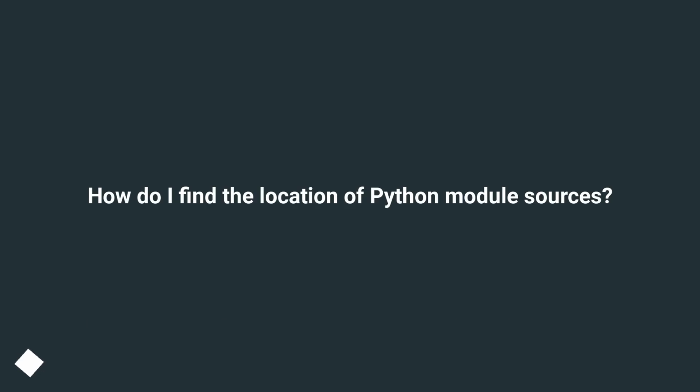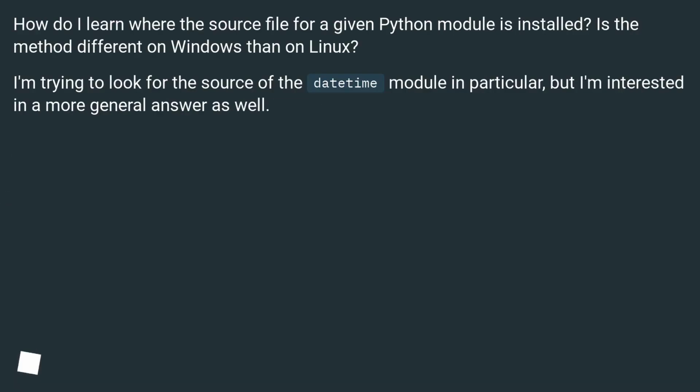How do I find the location of Python module sources? How do I learn where the source file for a given Python module is installed? Is the method different on Windows than on Linux? I'm trying to look for the source of the datetime module in particular, but I'm interested in a more general answer as well.